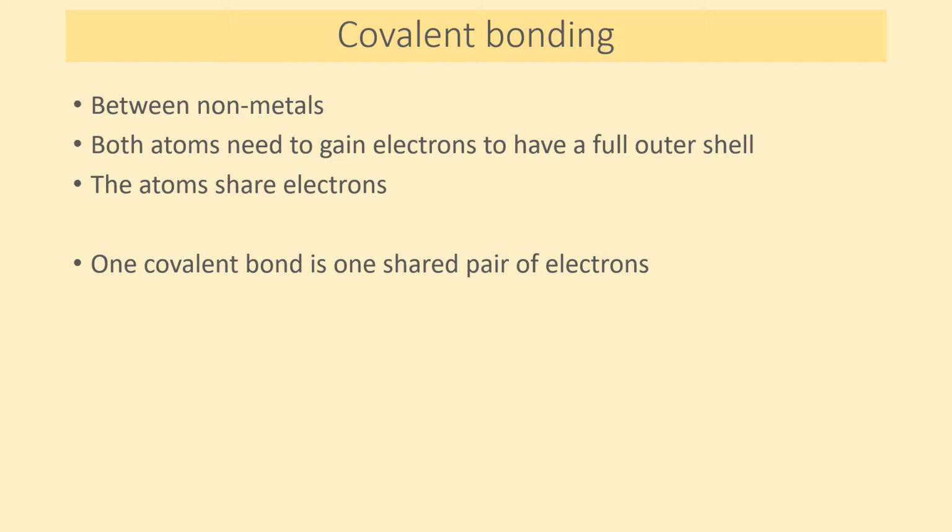Now, one covalent bond is one pair of shared electrons. So one bond equals two electrons. Two covalent bonds would be two pairs of electrons, or four electrons in total that they're sharing.